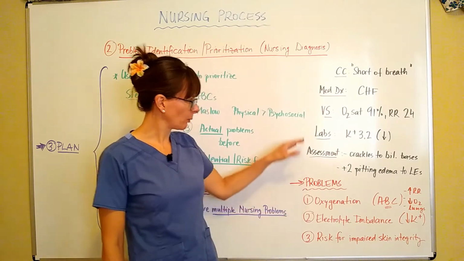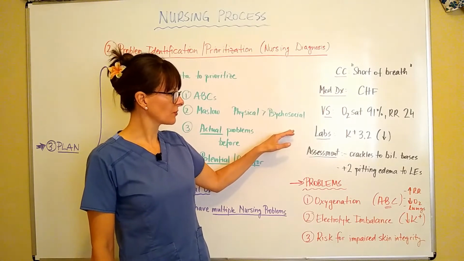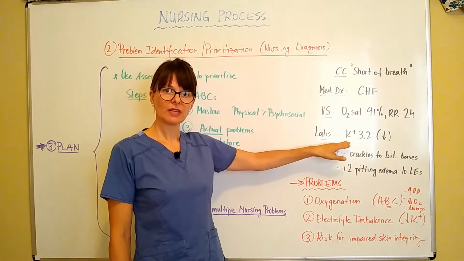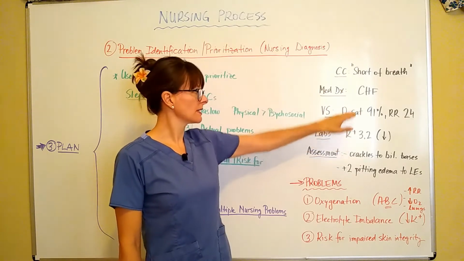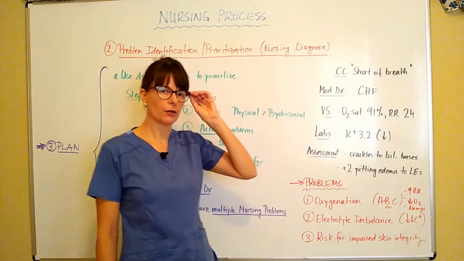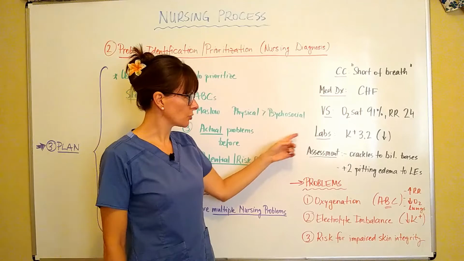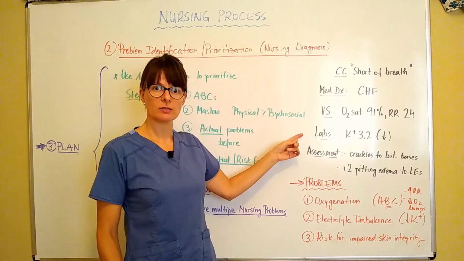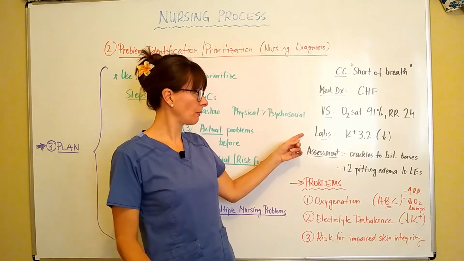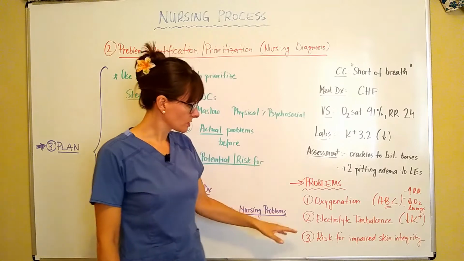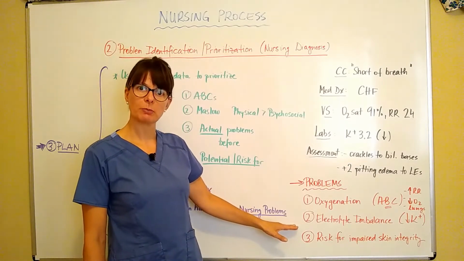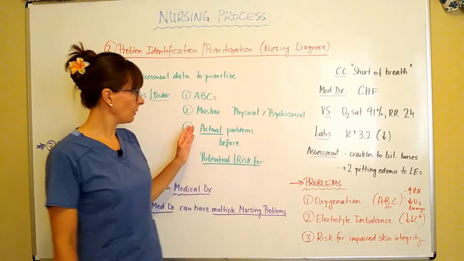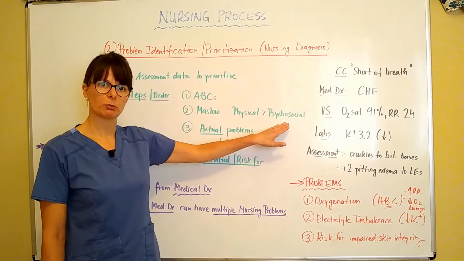Number two, the other physical thing that's abnormal is that the potassium is low. Knowing that low potassium can cause dysrhythmias, especially in a patient with congestive heart failure, we need to make sure that we address this. That is a physical need because it could potentially cause a problem, but it is a current and actual problem because right now the potassium is low. So I might call this electrolyte imbalance because the patient is suffering from hypokalemia. That would be an actual problem, and a physical over a psychosocial problem.